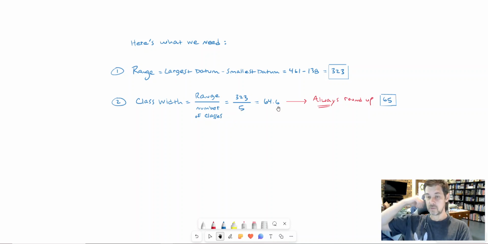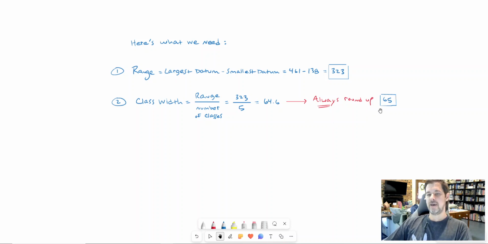Now, when we find the class width according to this formula, we always round this number up, no matter what. Like if this was 64.1, I would still round it to 65. That's just the nature of the procedure. Always round it up. 64.1, that would be 65. 64.2, that would be 65. No matter what, 64.6, that would be 65. So we'll always round that up.